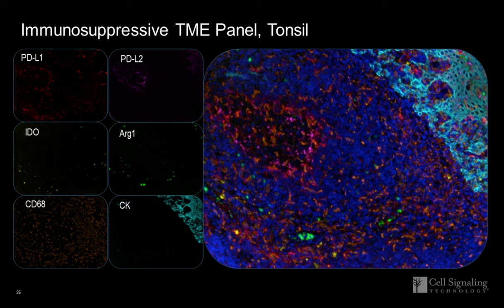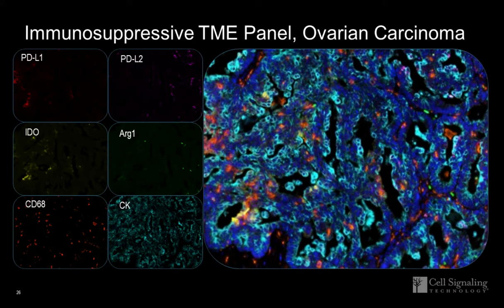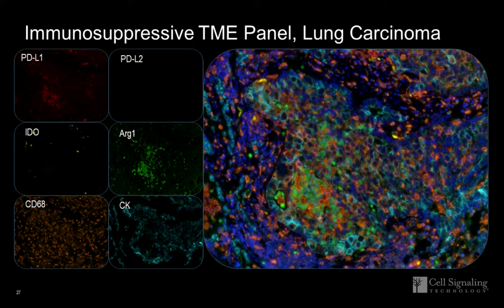So I just want to show a couple images. This is the same image of the tonsil, but you can see on the left, I've broken out into the single channels all of the markers that are present. Here we have an ovarian carcinoma. And again, you'll notice we're seeing a bit more IDO expression as compared to arginase in this tumor. And here's that lung carcinoma again, and in this case, it's kind of reversed. You'll see higher expression of arginase 1, which is in green, versus IDO, which is in yellow.